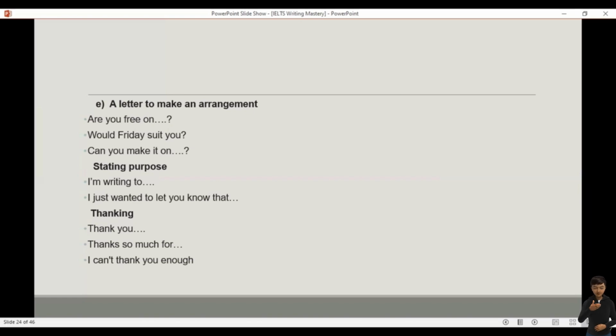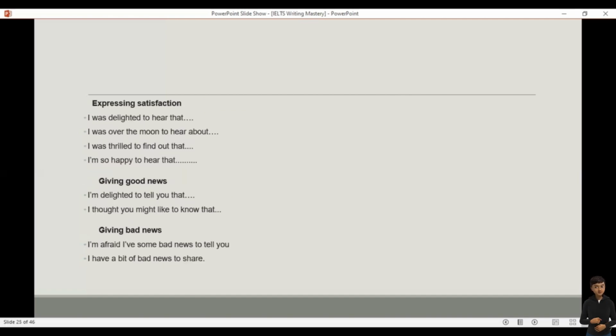Next, we have stating purpose. This is something that we can use in the very first paragraph of our letter. I'm writing to. I just wanted to let you know that. Next, we have thanking. Thank you. Thanks so much for. I can't thank you enough. So all these are phrases that you can use. Next, we have expressing satisfaction. I was delighted to hear that. I was over the moon to hear about. I was thrilled to find out that. I'm so happy to hear that.